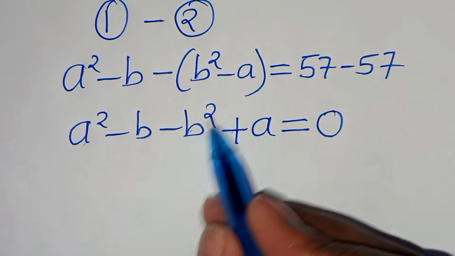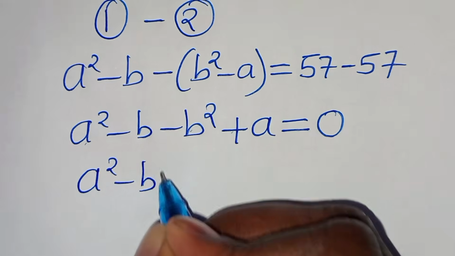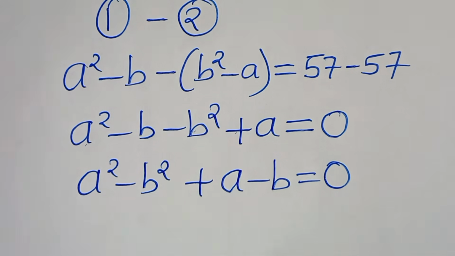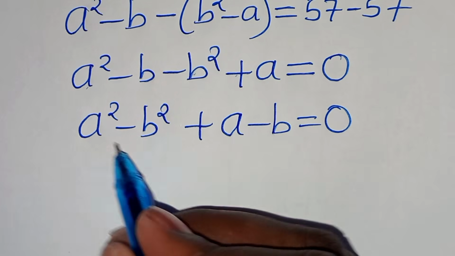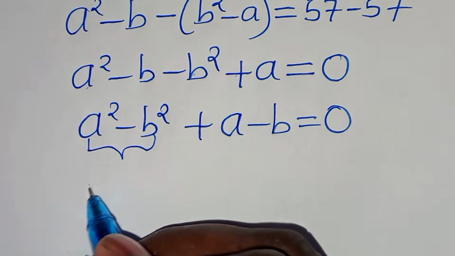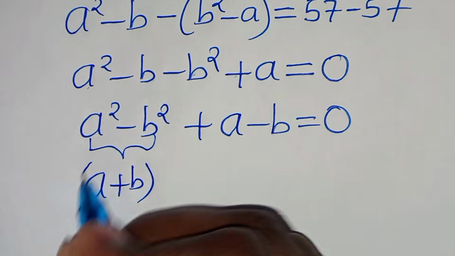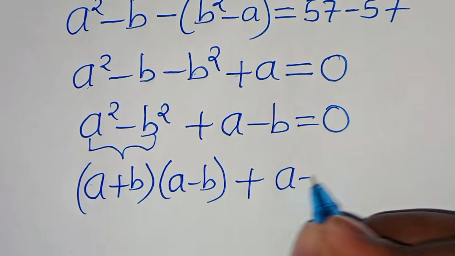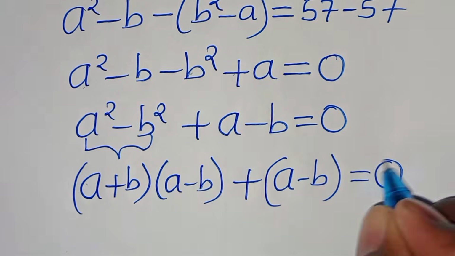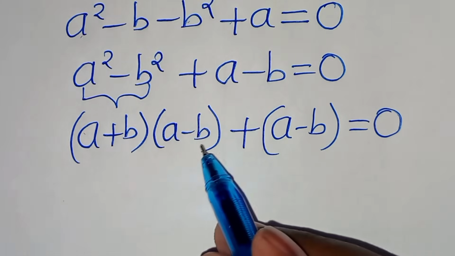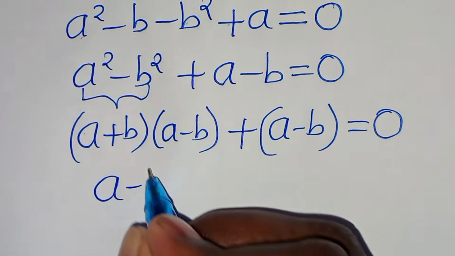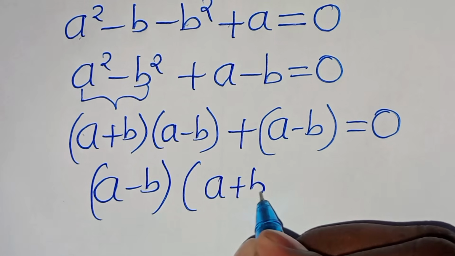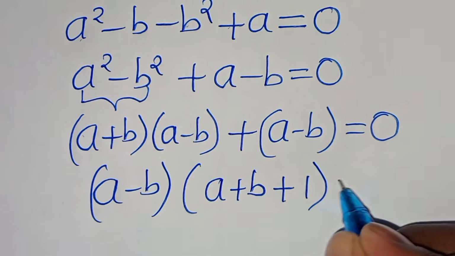So we have a squared minus b squared here, then we have plus a subtract b. This is equal to 0. A squared minus b squared is the difference of two perfect squares that we can express as a plus b multiplied by a subtract b. Then plus a minus b. This is equal to 0. So a minus b is common here, so we can factor out a minus b. Into the parentheses, this is a plus b, then plus 1. This is equal to 0.